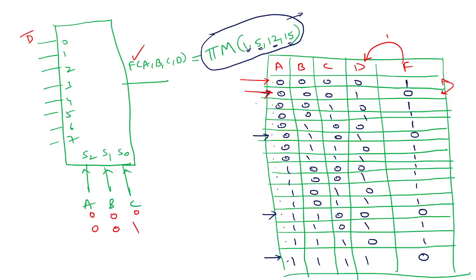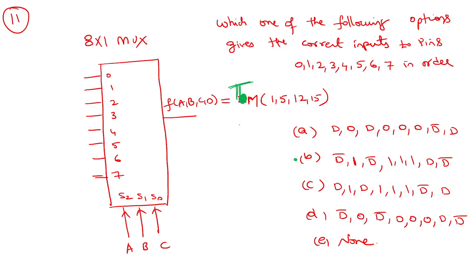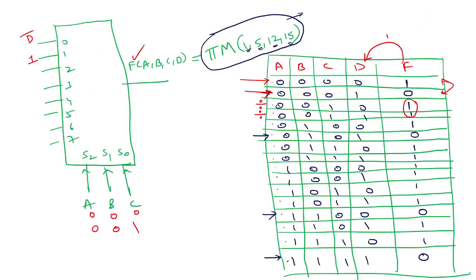Next, 0, 0, 1. Where is 0, 0, 1? Here, right? These two cases. Now you see the F, irrespective of anything, F is 1. It is not dependent on D. So 1. Let's see any combination. Correct. We already got this. Option B is the right answer, because no other thing is matching. You can find it out also.